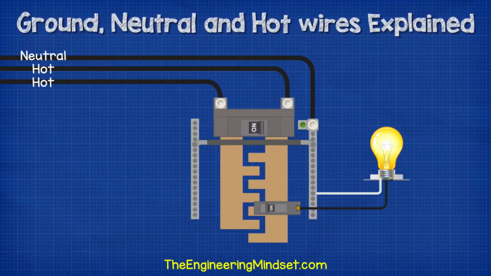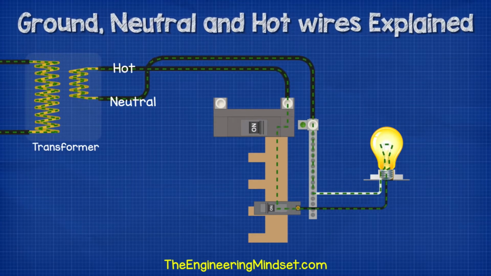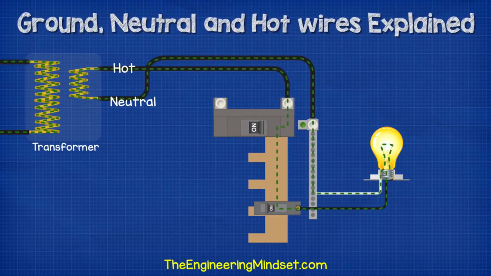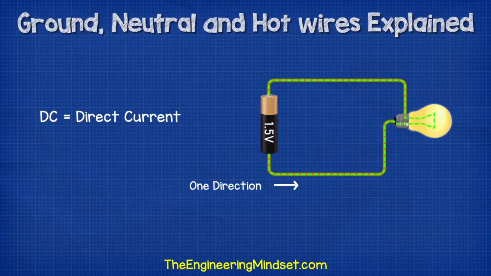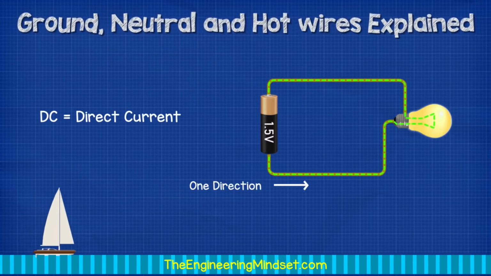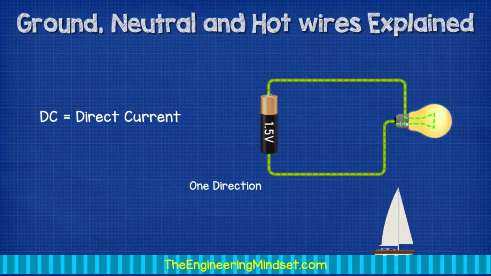If we look at a residential electrical system in North America, then we will find 2 hot wires, a neutral wire, and some ground wire. So we're going to replace the battery with a transformer, and there we go, we have a complete circuit. The electricity in this circuit is AC alternating current, which is different from the DC direct current which we saw with the battery. With DC, the electrons flow directly from A to B in only one direction, much like the flow of water down a river.